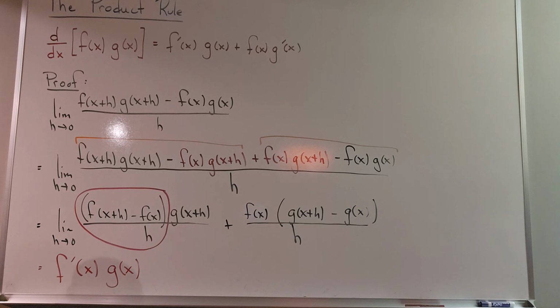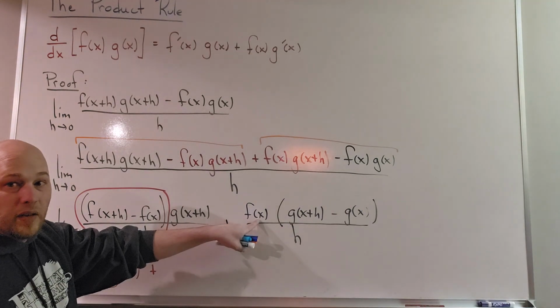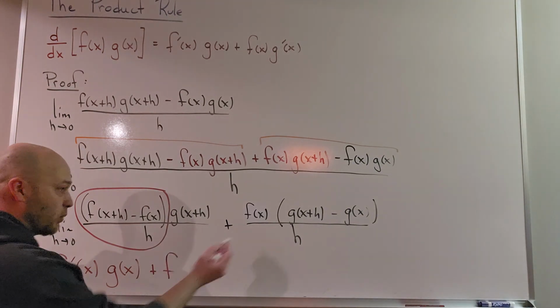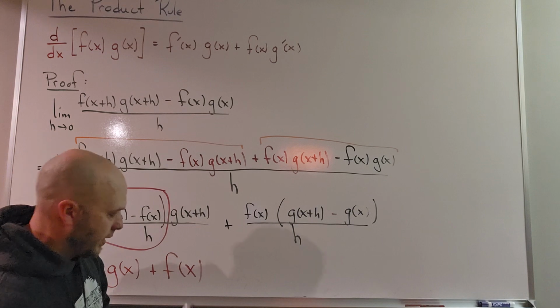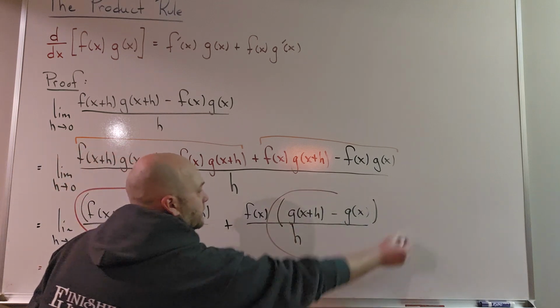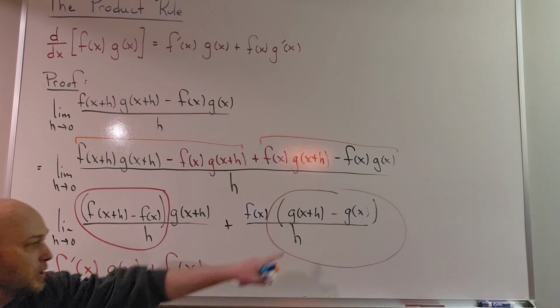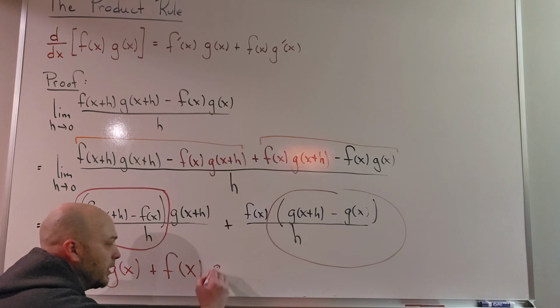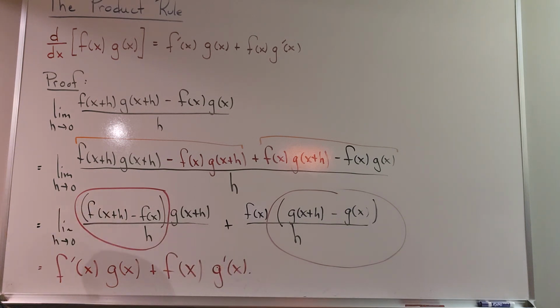Looking good so far. Then I say plus. Well, this first factor here is independent of h, so it's just a constant with respect to h. Therefore, the limit would be f of x. Then look at this part right here. That's the difference quotient for g. Therefore, when I take the limit as h goes to 0 of the difference quotient of g, we get the derivative of g, thereby proving the product rule.